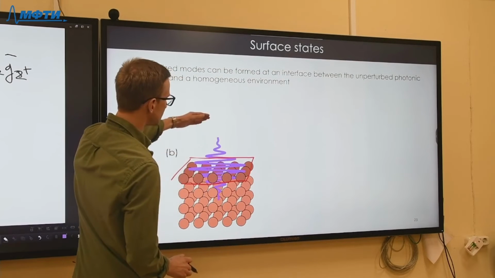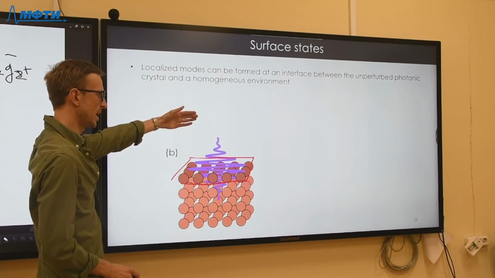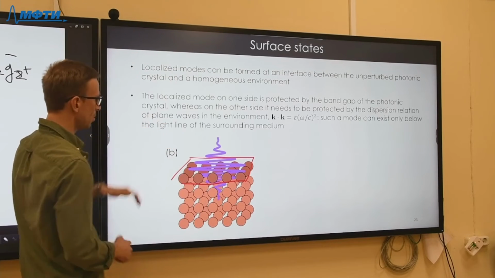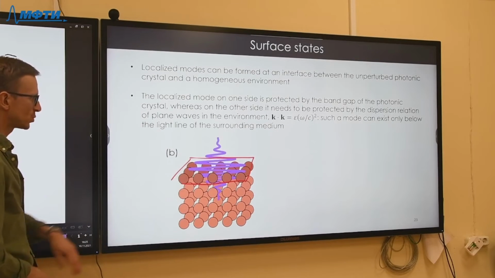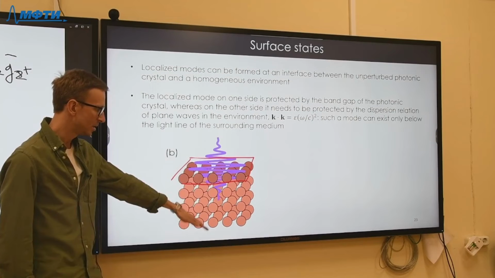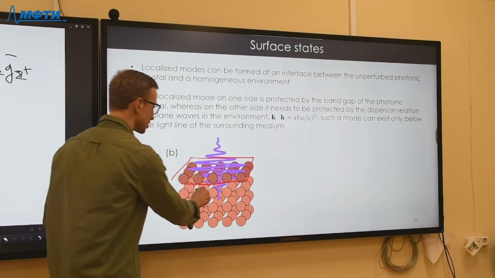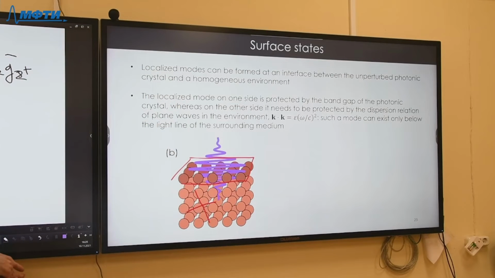So on this side of the photonic crystal, we simply have free space. We have vacuum here, air. But here we still have the photonic crystal. So now we may find another type of localized solutions, which will be localized on this side because of the presence of the photonic crystal with a bandgap. So the mode cannot propagate this way because of the photonic crystal, because of the bandgap.